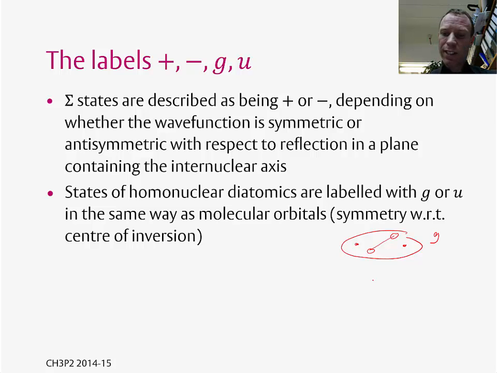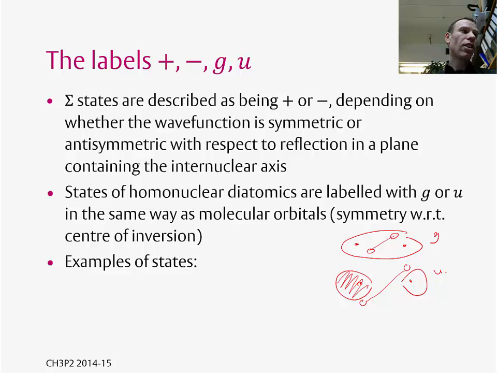And if we had, say, now we have a sigma star orbital, so with the two nuclei there, we take a point here, I'm going to take a point down here, and here we can see that we'd change sign. Let's shade in one of these. We'll change sign when we go from one side to the other, so this is u for ungerade.